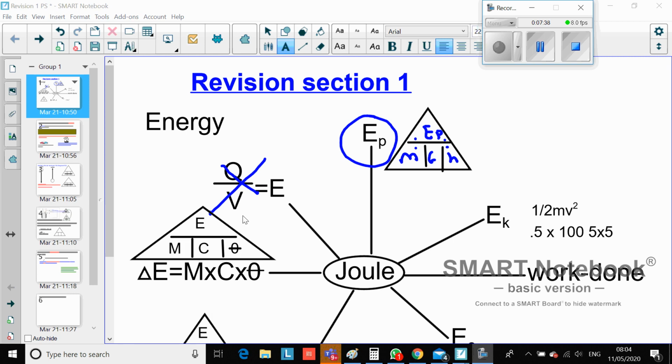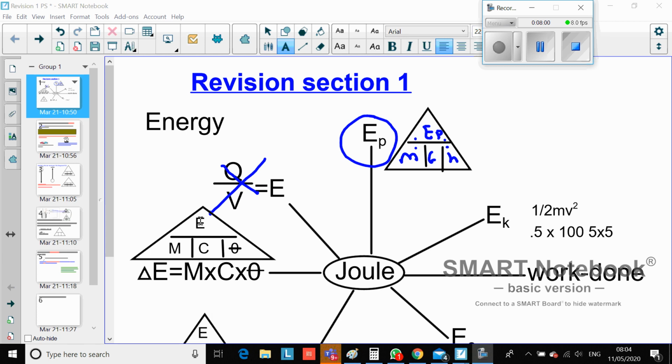Okay, so just to remind you, if I wanted to find out, say, for example, the energy to begin with, the little triangle means change, it's actually change in energy, but I just haven't included it, you don't need to. It'd be, I need to know the mass of the object, times by the specific heat capacity, times by the temperature change. That will give me the energy.